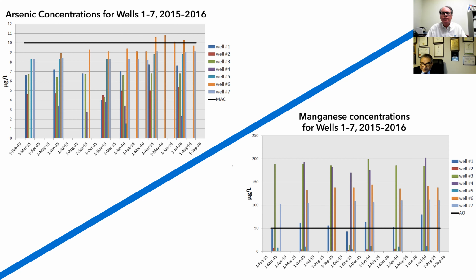However, Health Canada introduced in 2019 a new guideline, which includes a MAC, known as MCL in the United States. This one is about 120 micrograms per liter and reduced the aesthetic objective to 20. Next slide, please.